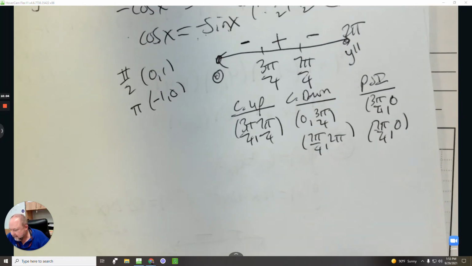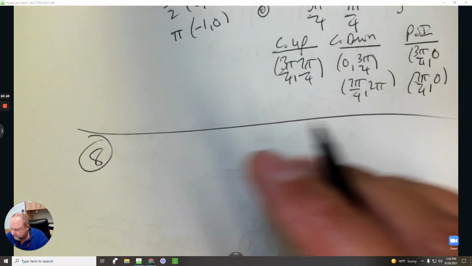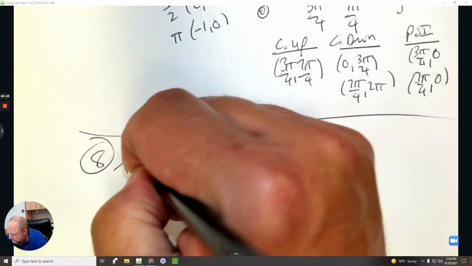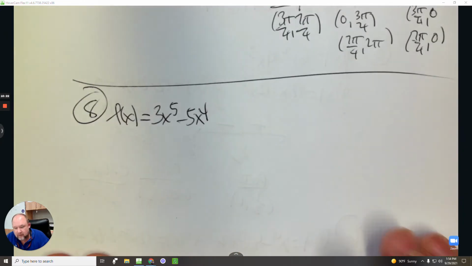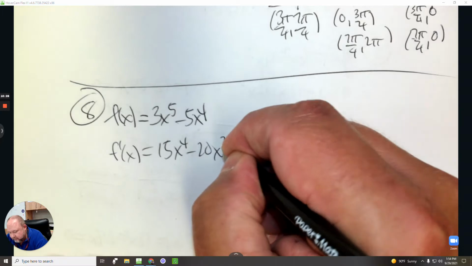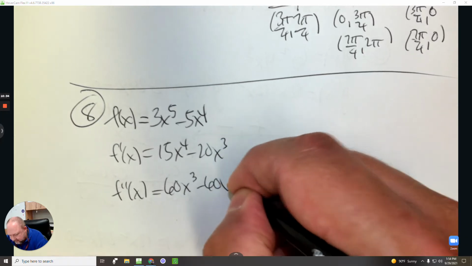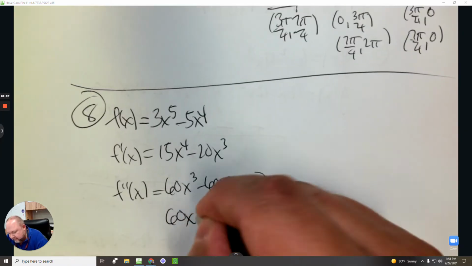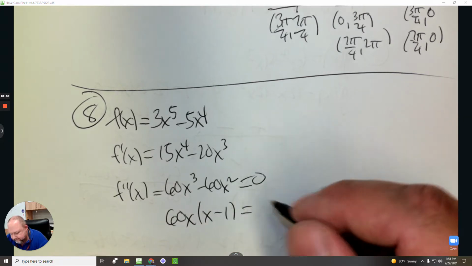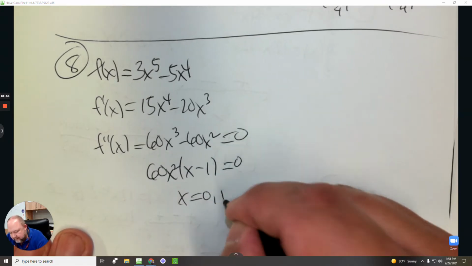All right. Number 8. This one's easier. All right, so take the first derivative. That's 15x to the fourth minus 20x cubed. The second derivative is 60x cubed minus 60x squared equal to 0. Factor out a 60x squared. And the two answers are 0 and 1.